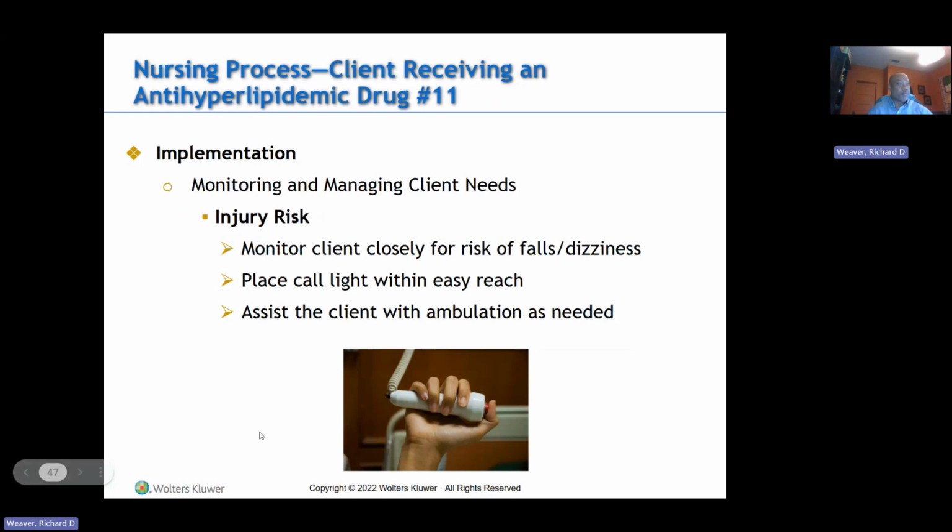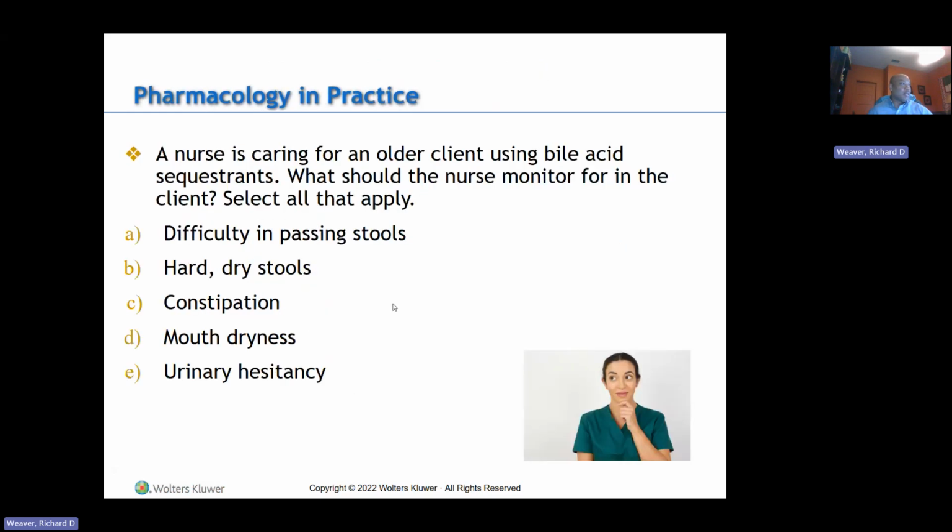Maybe a home assessment would be necessary to make sure that there's nothing in place that would cause falls. If they're in the hospital, place the call light nearby. Ambulate them as needed with assistance. So instruct them to call for assistance.